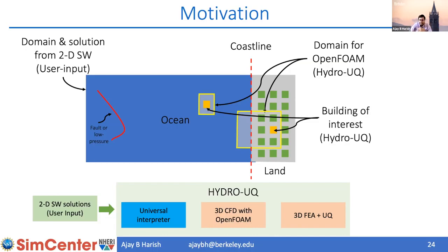Now, these orange boxes are essentially something like our building or structure of interest. For example, this can be an oil rig in the middle of the ocean, or some kind of structure that is on the coast and that we want to study. These are some kind of critical infrastructure, or these can be vertical evacuation structures that we really want to understand how they are working.